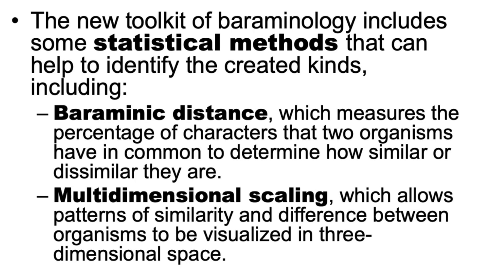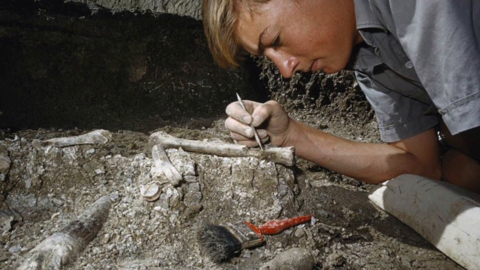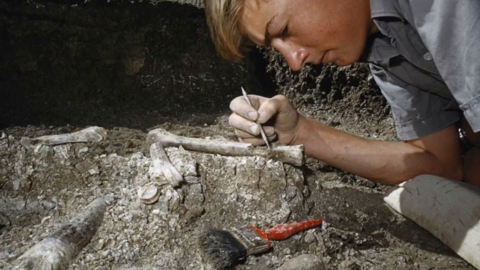They are baramitic distance, which measures the percentage of characters that two organisms have in common to determine how similar or dissimilar they are, and multidimensional scaling, which allows patterns of similarity and differences between organisms to be visualized in three-dimensional space. The computer takes this and renders them and then displays everything it has into groups. So this will help us in determining relation in the fossil record, which is really good.